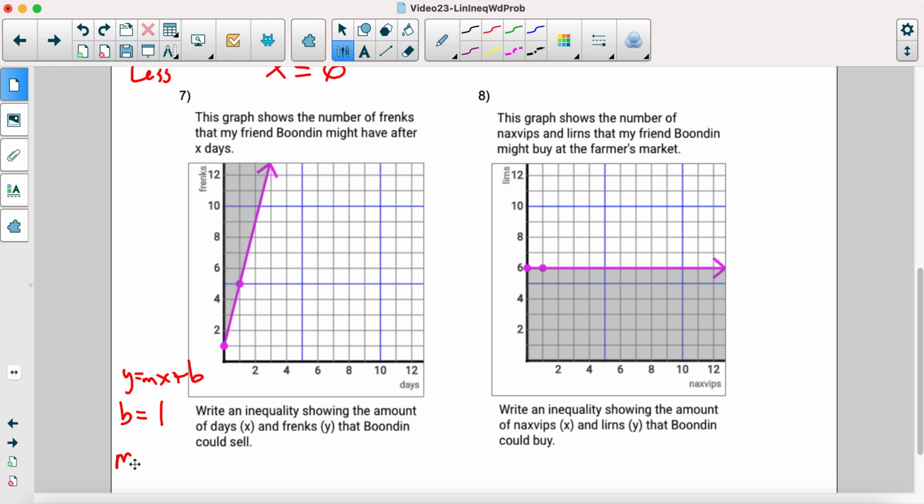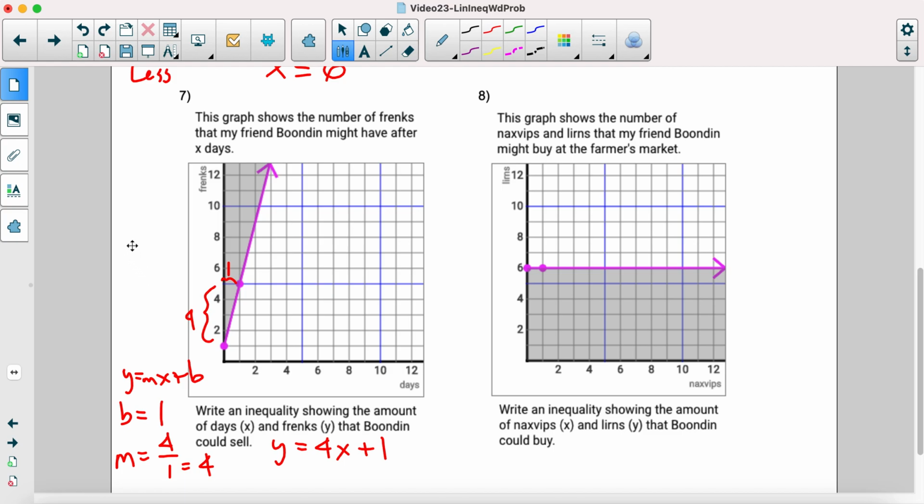All right, my slope, what do I have here? 1, 2, 3, that's 4. So it goes up 4, and it goes right 1. Okay, so my slope is 4. So the equation of my line is y equals 4x plus 1.